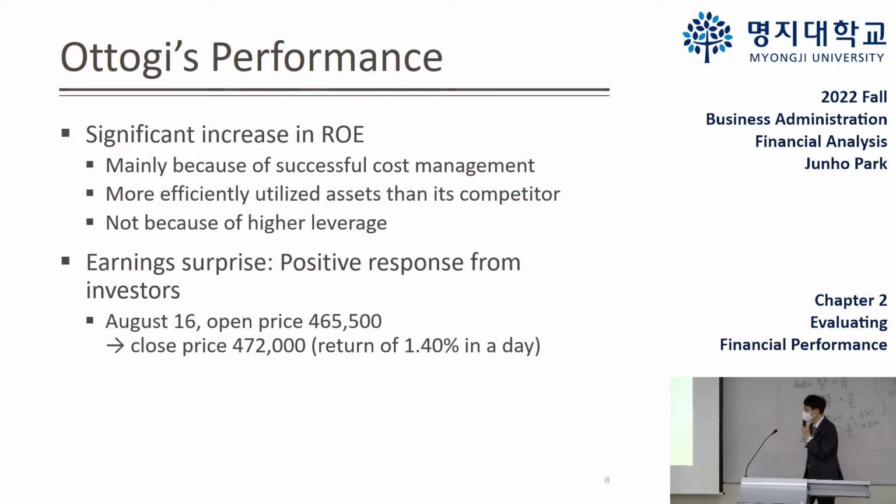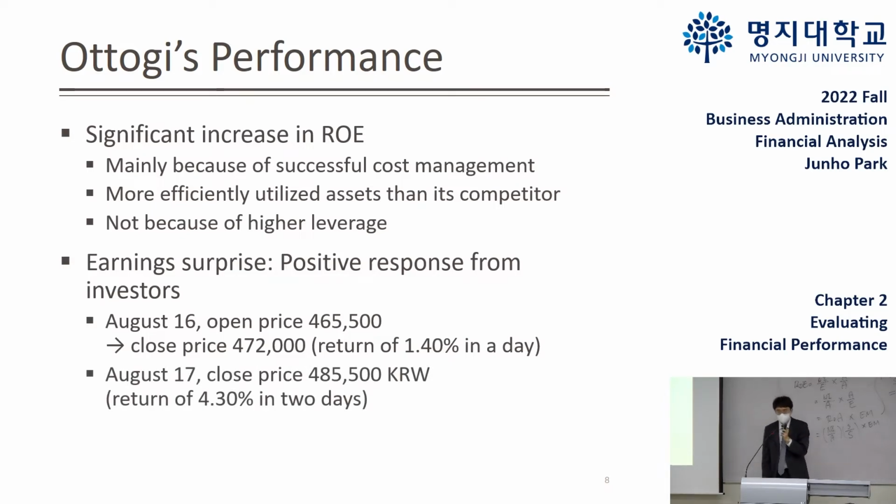So if you invested 10 million Korean won, then you were able to get 140,000 Korean won in a day. So it is not a small number for a day. And also, if you held it for the next day, the closing price of Ottogi became 485,500 Korean won. So for 2 consecutive days, you were able to get a positive return of 4.3%.